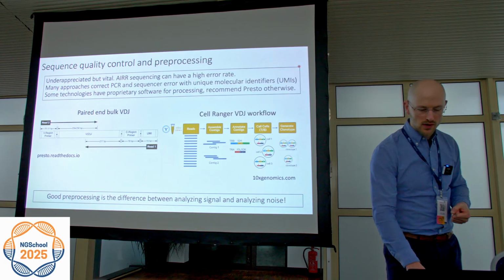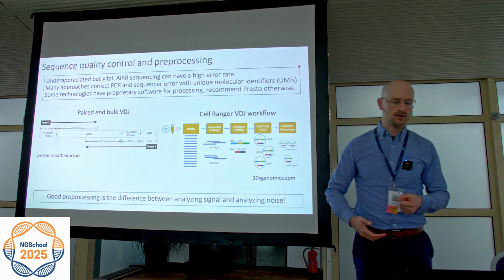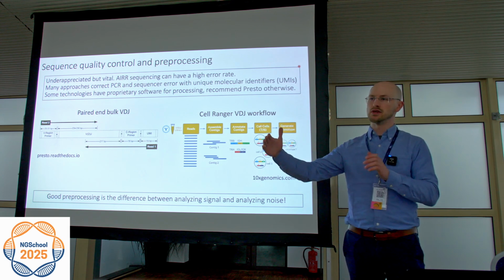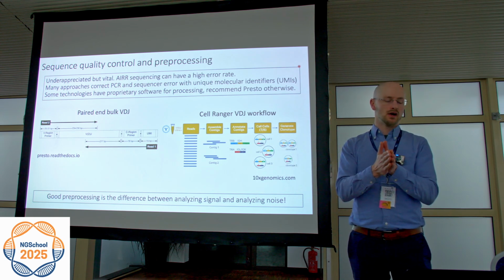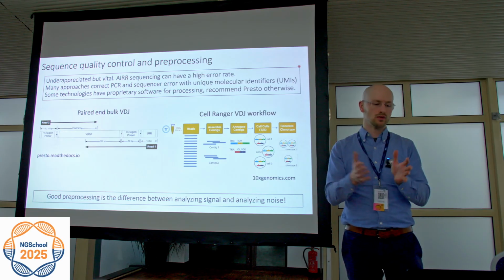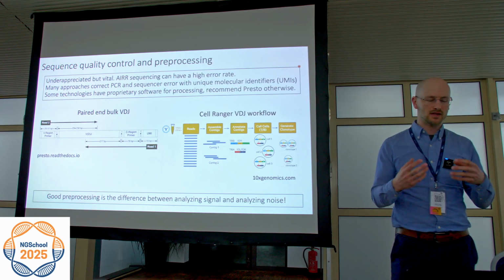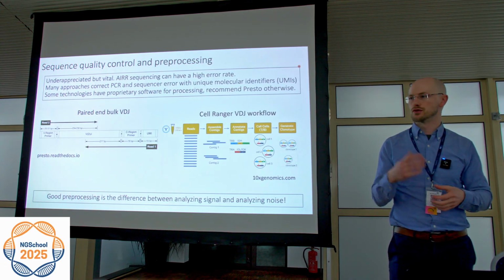One of the most important is using what are called unique molecular identifiers, or UMIs, and this allows us to map different sequence reads to the same original molecule. So we can create what are called consensus reads, and this allows us to correct sequencing errors or PCR errors.